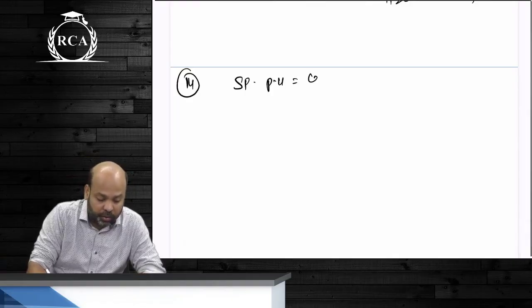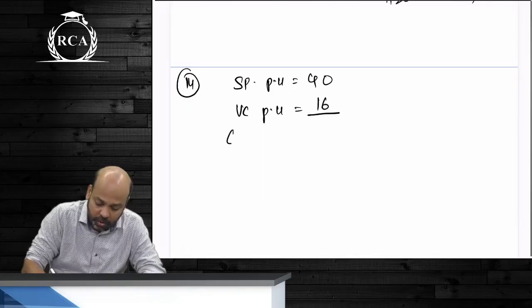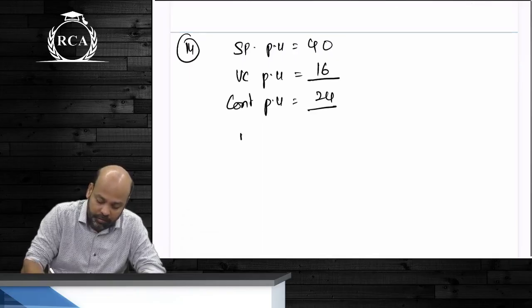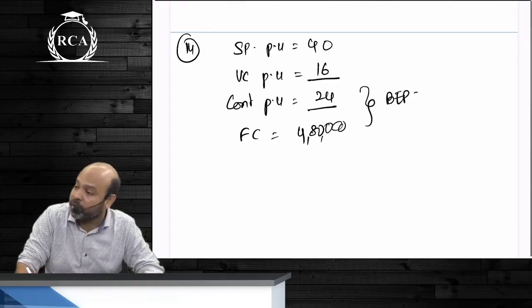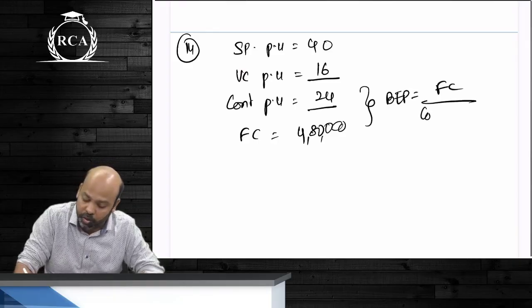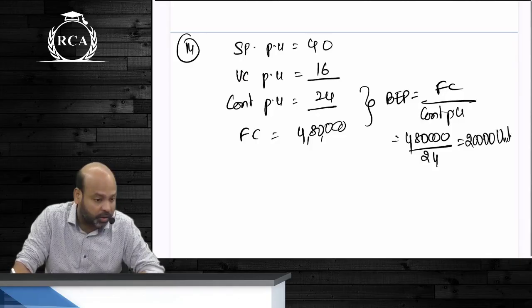Selling price per unit is 40 rupees. Variable cost per unit is 16 rupees. How much is your contribution per unit? 24. We know the amount of fixed cost, guys, is 4,80,000. The first thing that we will do is compute break-even point, which will be fixed cost divided by contribution per unit. Our fixed cost is 4,80,000 divided by 24 rupees. Break-even point will be 20,000 units.